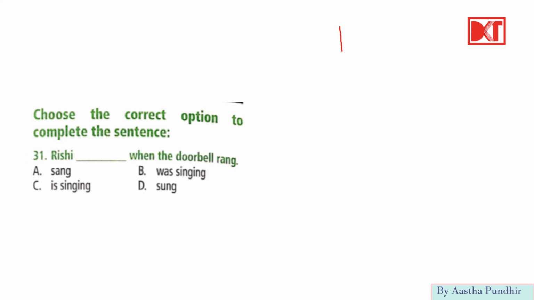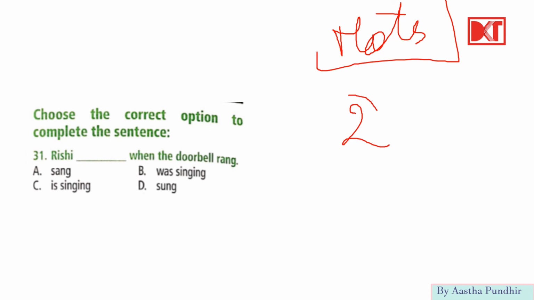So here we have a few HOTS questions, the higher order thinking skills questions, which are in the achievers section. They carry 2 marks each. Let's do these. So we are given a blank and we have to choose the appropriate response.